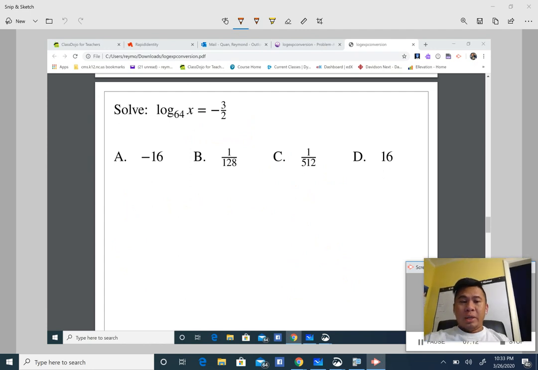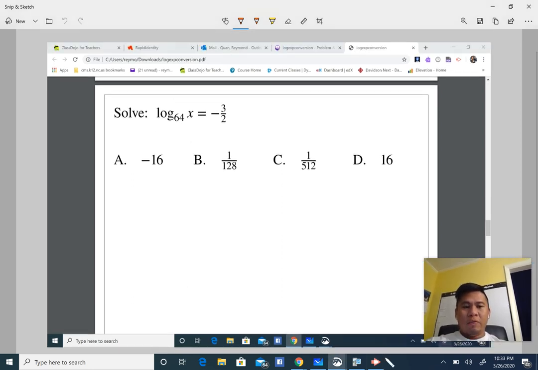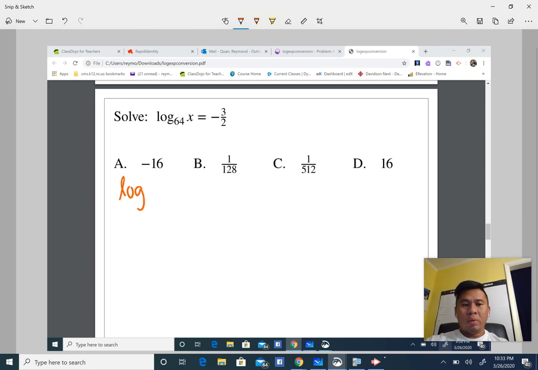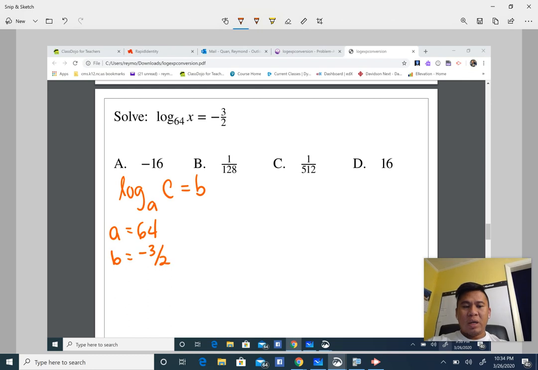Let's go to our third example. It says log base 64 of x equals negative 3 halves. So again, let's write this logarithm in the form logarithm base a of c is equal to b. In this case, my a is equal to 64, my b is equal to negative 3 halves, and my c is equal to x.